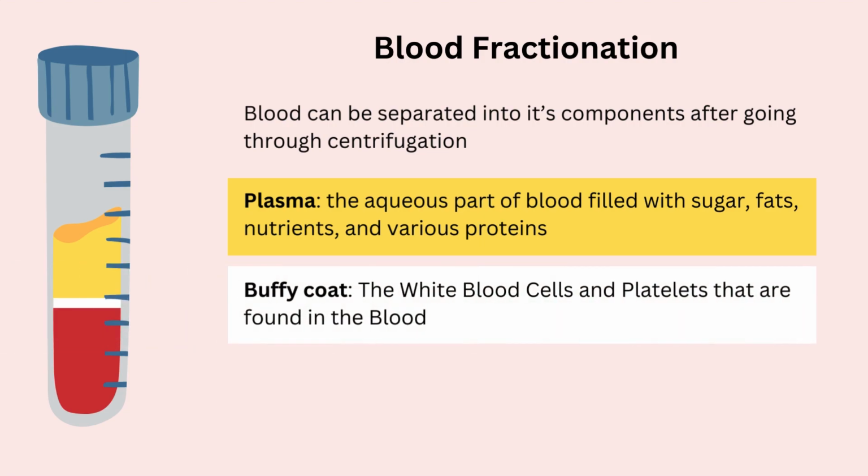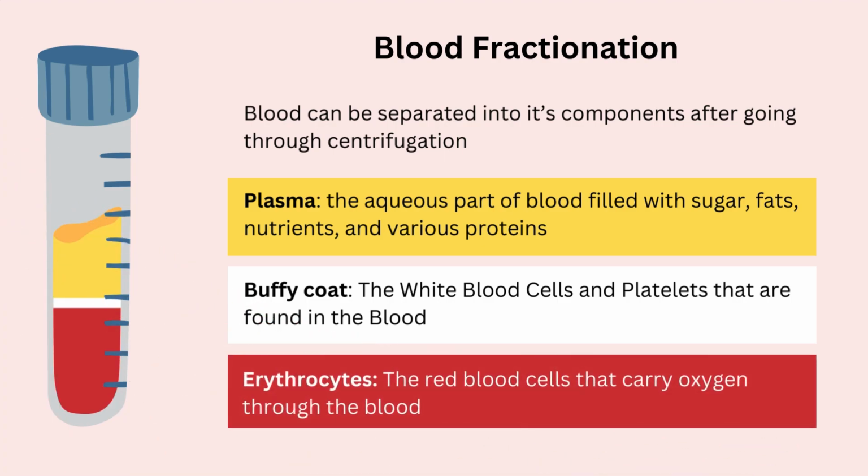The next layer is called the buffy coat. This layer contains white blood cells and platelets. As a refresher, white blood cells are involved in fighting harmful microorganisms, while platelets are there to clot blood and seal up tears when blood vessels are damaged. Lastly, the final layer and the most abundant layer is erythrocytes, which are red blood cells. These cells are responsible for transporting oxygen from the lungs to the rest of the body and carrying carbon dioxide back to the lungs to be expelled.